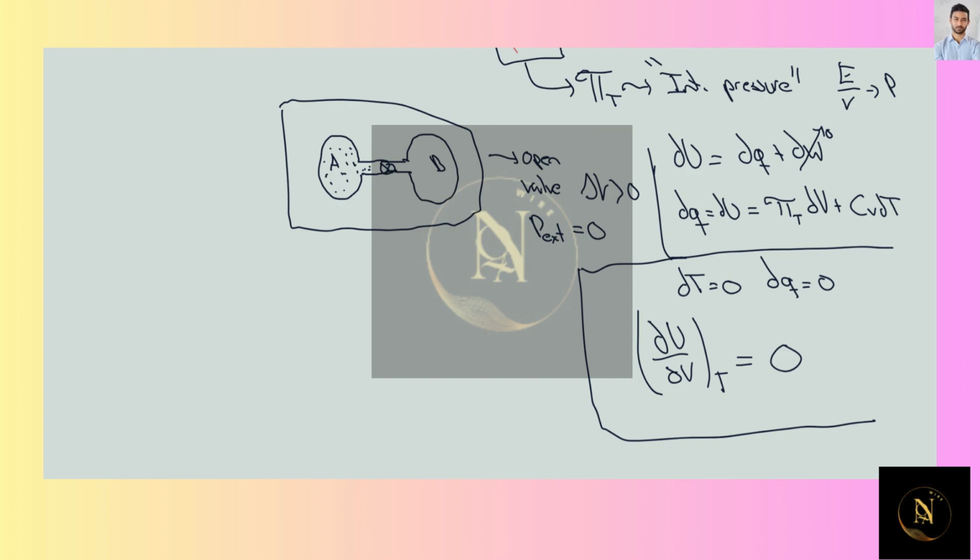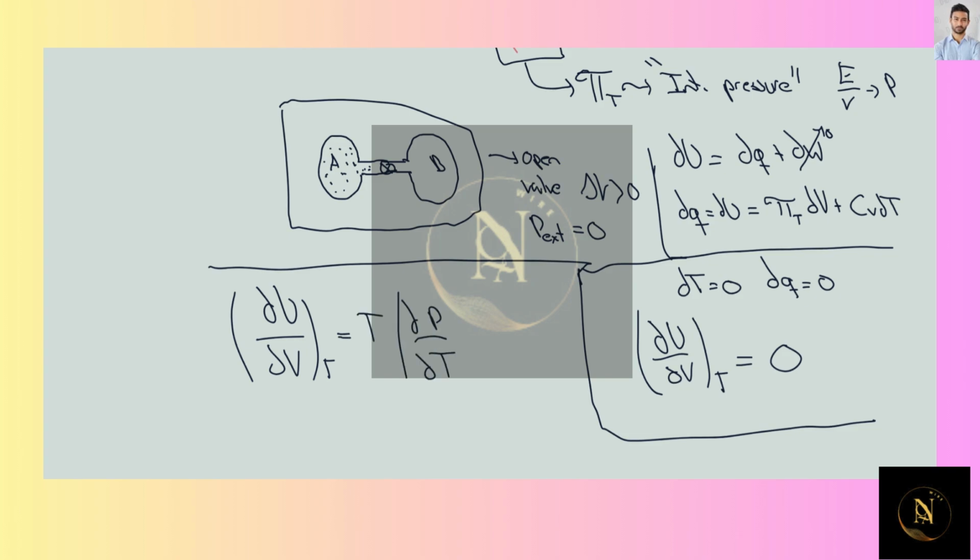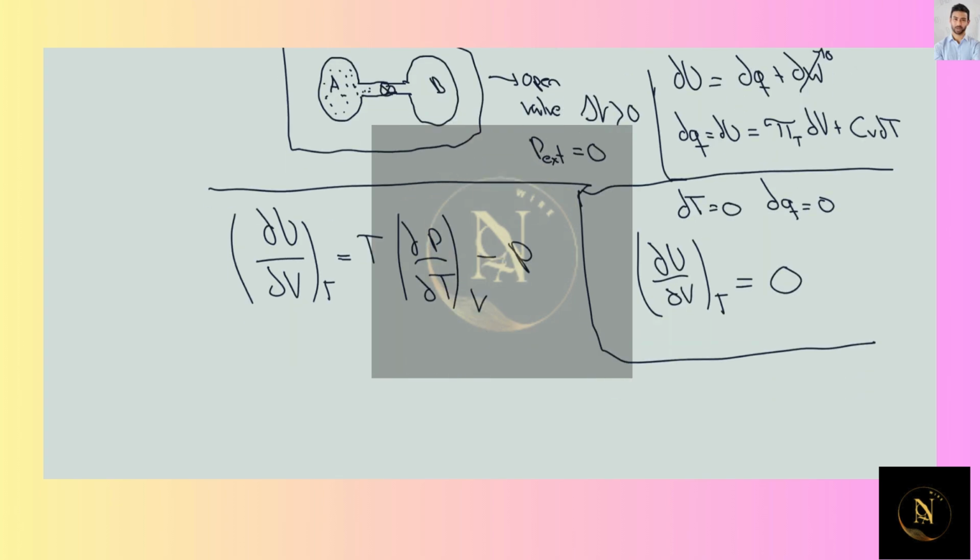Later, or probably in your course, you're going to see that the partial of U with respect to V at a constant temperature is equal to T times the partial of P with respect to T at constant volume minus P. This is the general relationship for that factor.